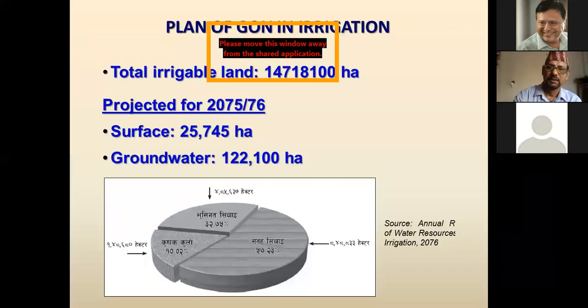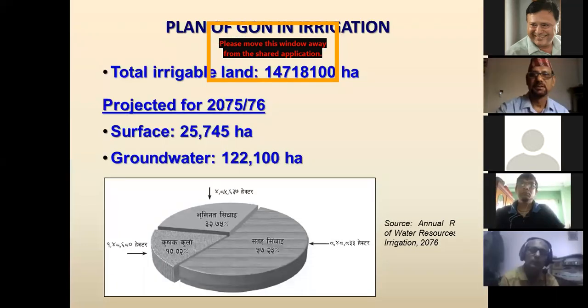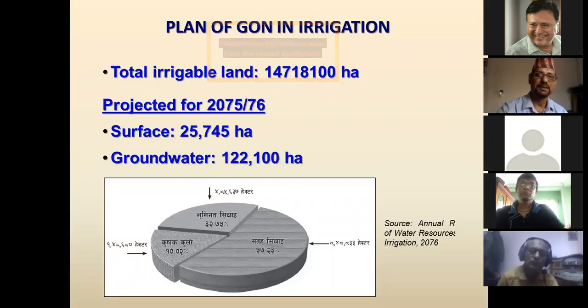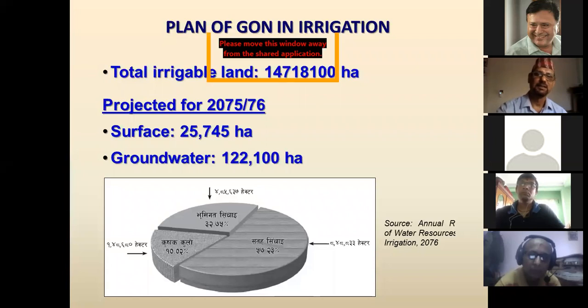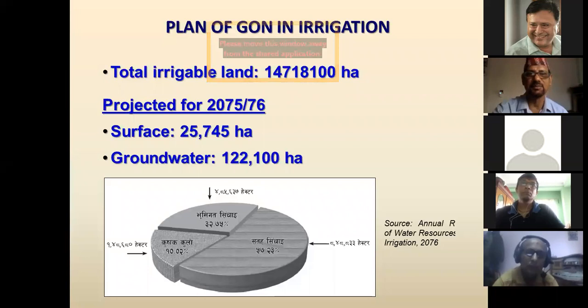and irrigation. Then what I found that total irrigable land of Nepal is 14718,100 hectare. Out of that, the projected irrigable land through the surface water is 25,745 hectares. From the groundwater is 122,100 hectares. So we can see the data is that utilization of groundwater for the irrigation is going on in increasing trend in comparison to the surface water.